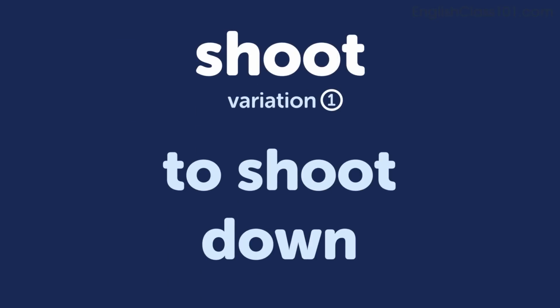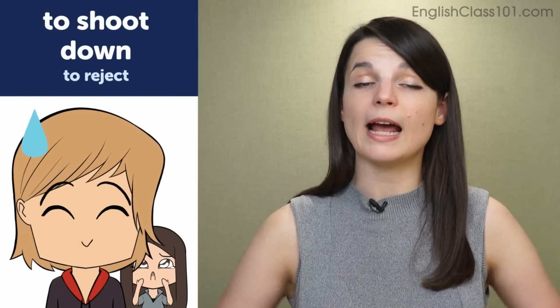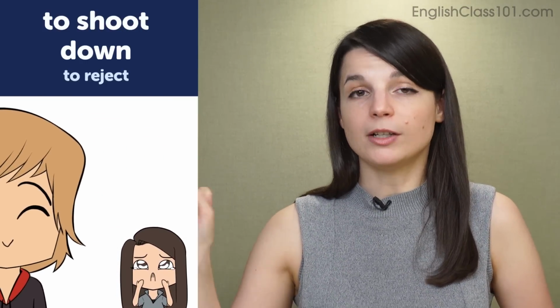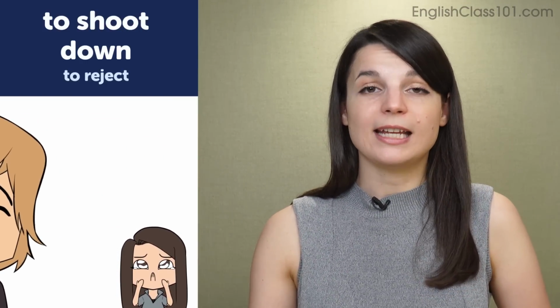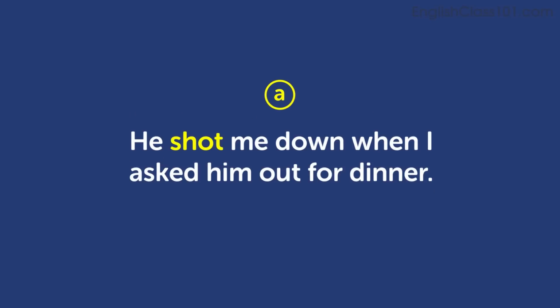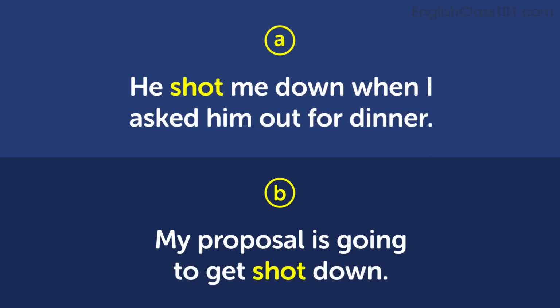Let's move on to some variations for this verb. The first variation is to shoot down. To shoot down actually has two different meanings. Let's talk about the first one. The first meaning of to shoot down is to reject. Examples: he shot me down when I asked him out for dinner. My proposal is going to get shot down.